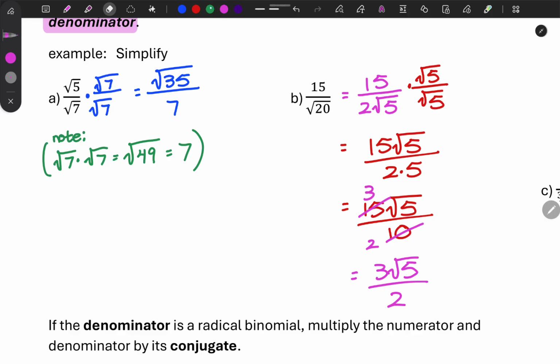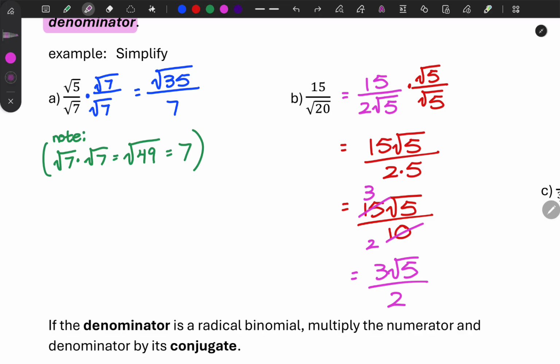Notice when I did that division, I only did it once in the numerator and once in the denominator because I only have one term in the numerator. There's multiplication happening. So that 15 root 5 is one term that I divided by 5. Similarly, in the denominator, it's only one term that I divided by 5.